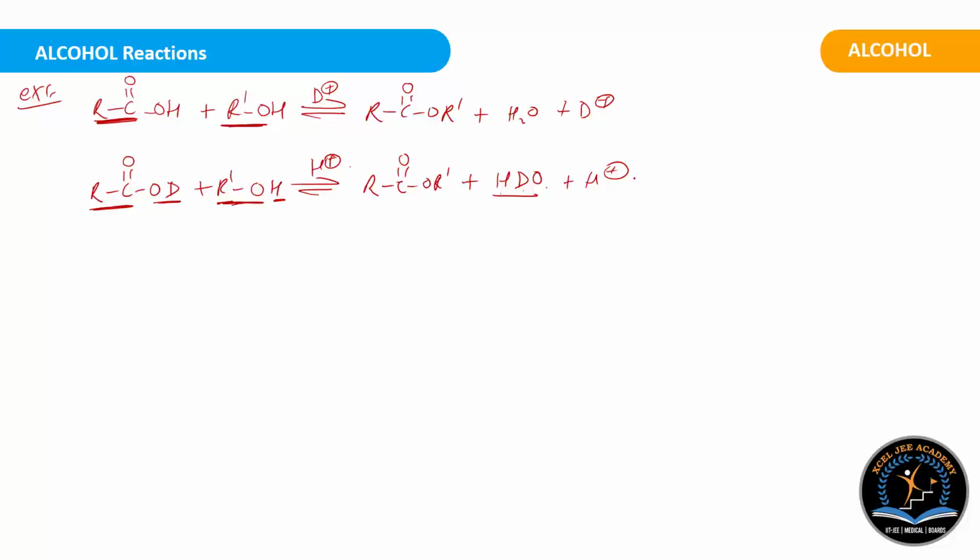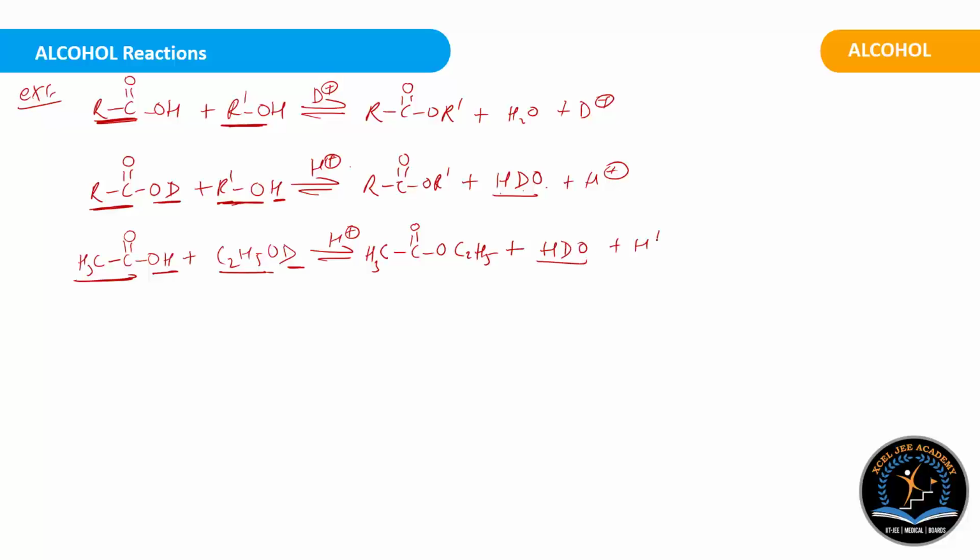Also we can have an example for this one, that is CH3COOH. Along with that we have C2H5OD, and with that we have H plus. So what will happen, this CH3CO combines with C2H5O, and this OH will combine with this D. So that is the product, which will be CH3C double bond O C2H5. Along with that we will again have HDO, and this H plus will be released in here. So this is the reaction. That was the third one, which is referred to as the esterification reaction.